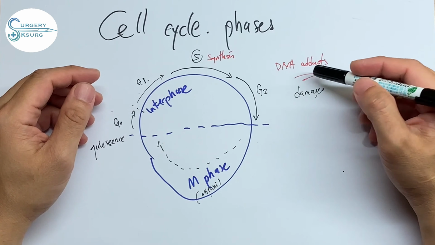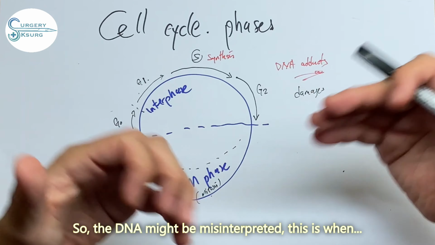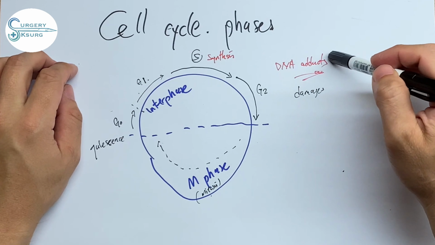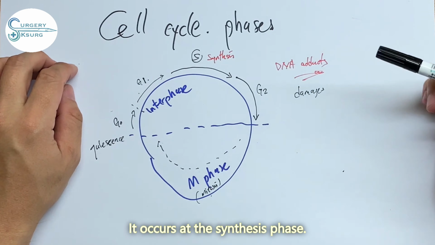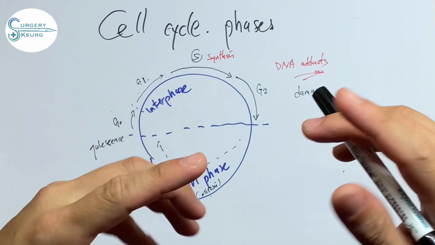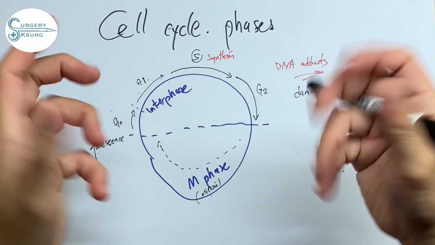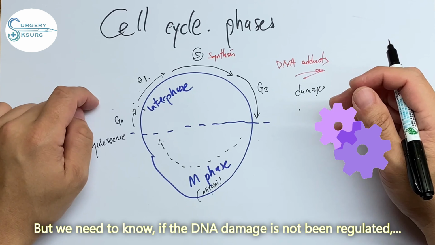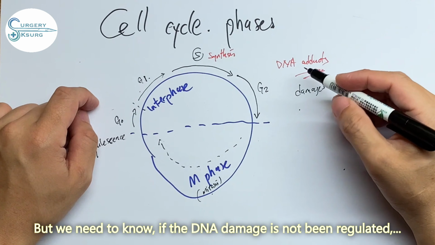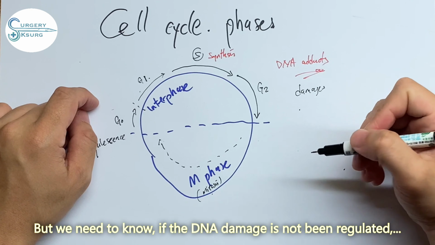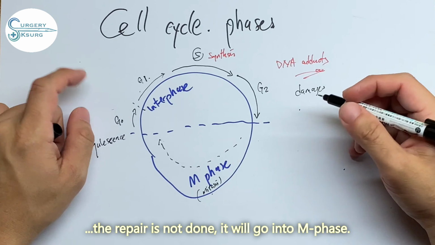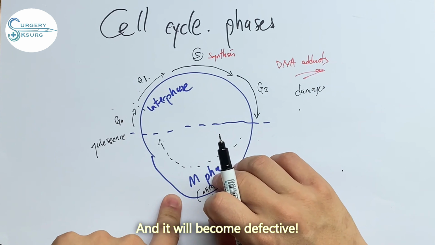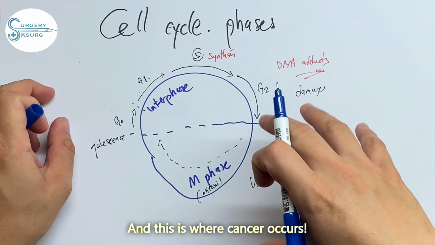So the DNA might be misinterpreted. This is where the mutations come in. It occurs at the synthesis phase. And the cell is actually quite smart and it has a repair mechanism. But we need to know that if the DNA damage is not being regulated, the repair is not done, it will go into M phase and you become defective. So this is where the cancer occurs.